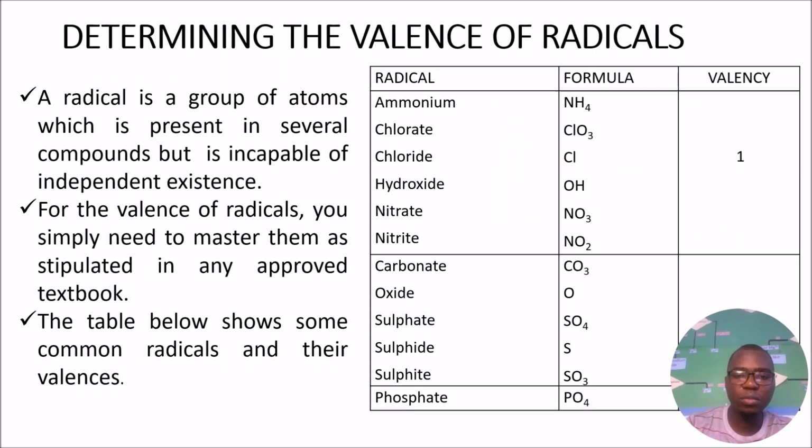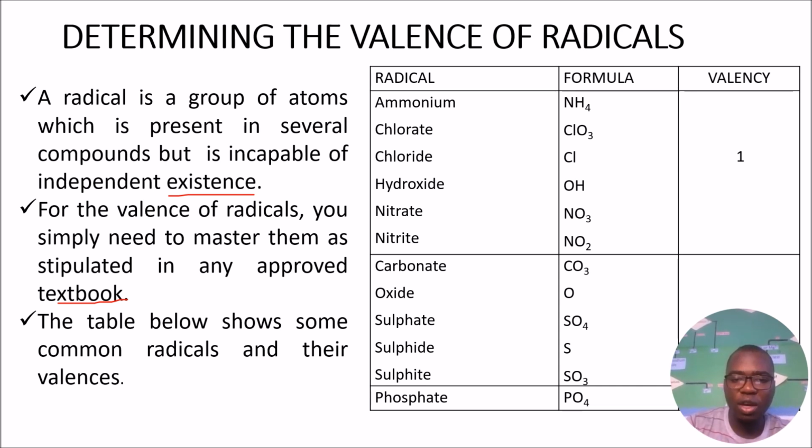Let's look at how we determine the valency for radicals. Now, a radical is a group of atoms which is present in several compounds but is incapable of independent existence, which means these exist as a group, and the way they exist is the way they should exist. So for the valence of radicals, you simply need to master them as stipulated in any approved chemistry textbook. Most of the ones you're going to find in either IGCSE or ECZ, and most of the syllabi that we have, are the ones that are common.